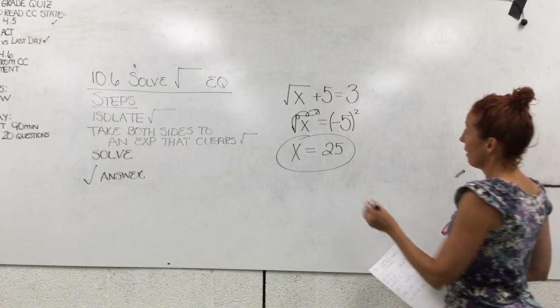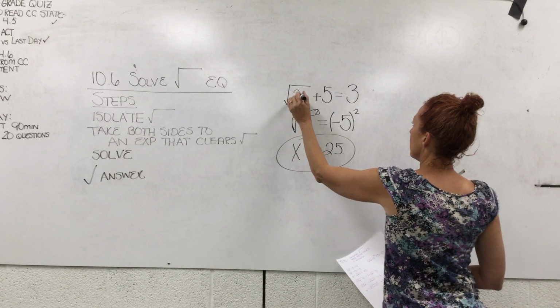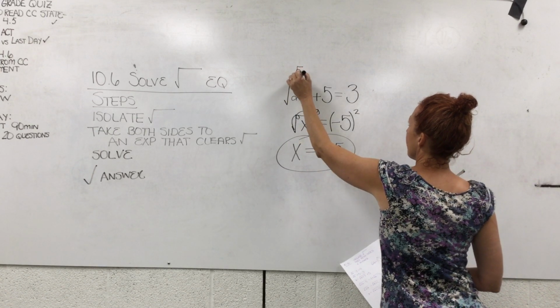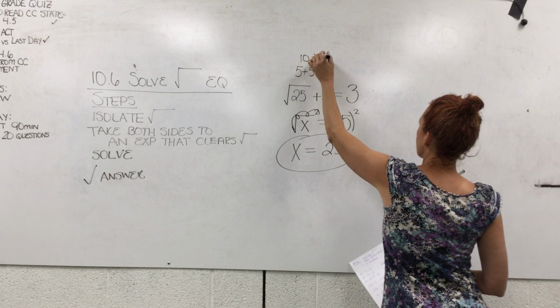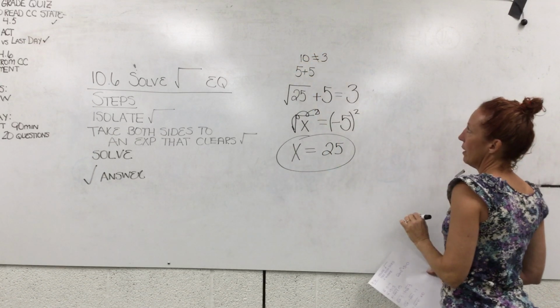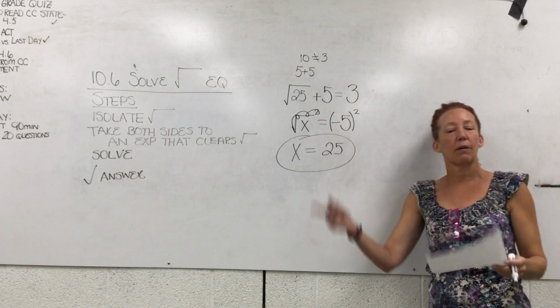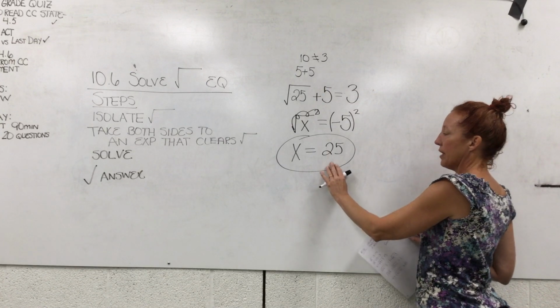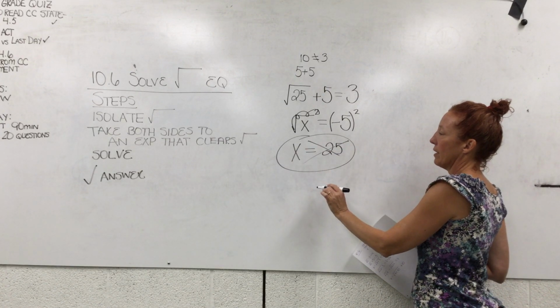But if we plug 25 in right here, the square root of 25 is 5. 5 plus 5 is 10. 10 is not equal to 3. And so here's an example, and it has to do with the negative and how we only took the principal square root and all those types of things. But this one does not check. And so we have to throw away the answer.